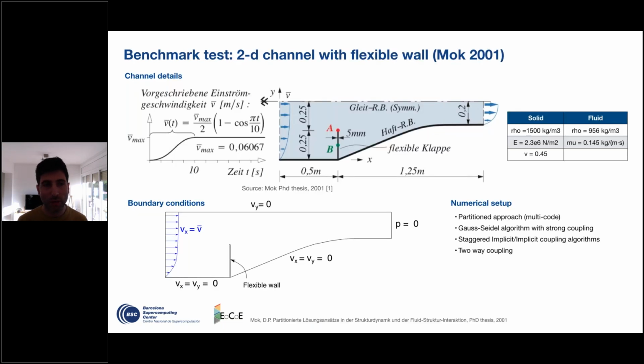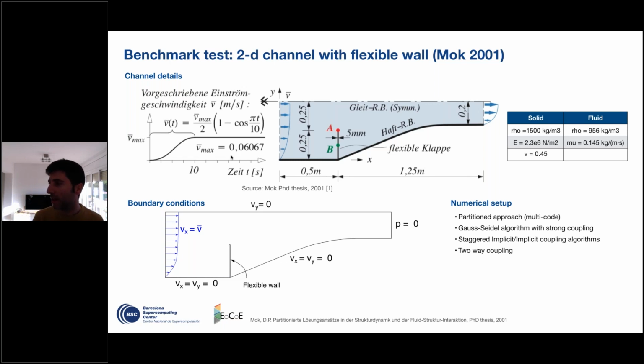So let's first start with the first benchmark test that we carried out some time ago. This is a 2D channel with a flexible wall. This is work from the PhD thesis of Mok, and basically this channel consists of a rectangular, well, almost rectangular channel with a wall or a flexible beam in the middle, and the properties of the solid and the fluid are given in the table on the right.